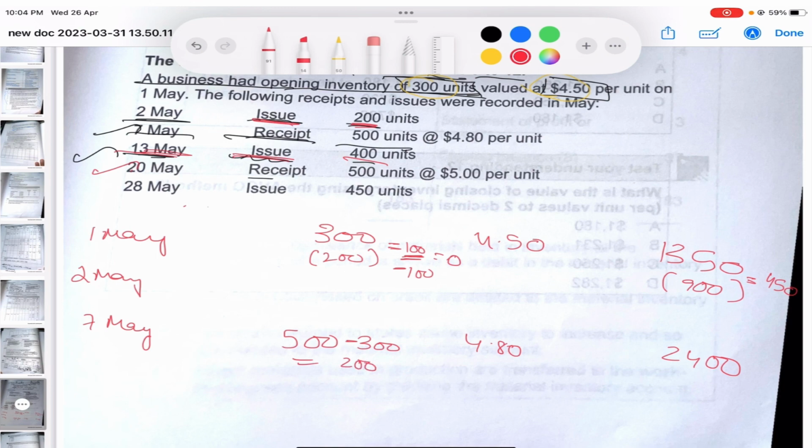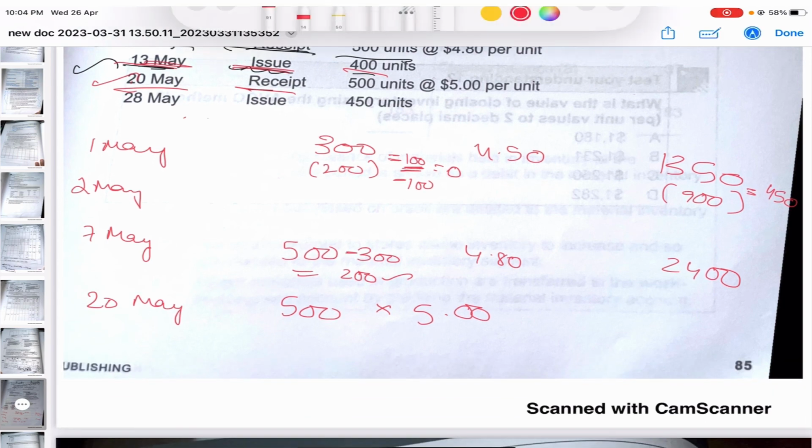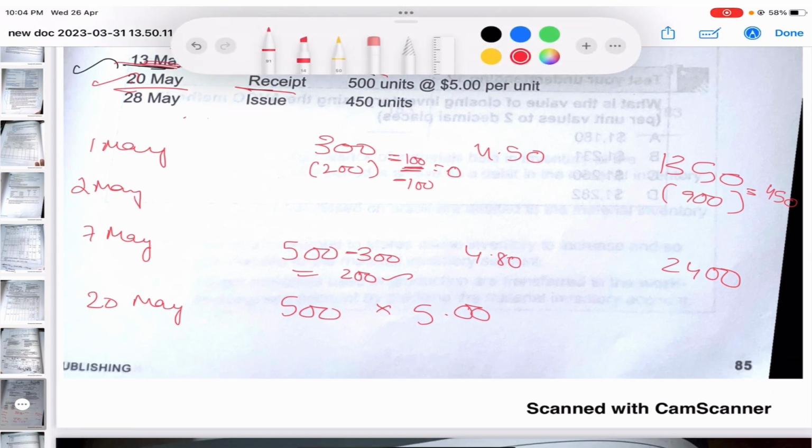So first in first out, whatever stock was first, I subtracted from there. The balance I'm subtracting from here. Now I'll be left with only 200. On 20 May, we received 500 more at 5.00. Then on 28th May, I issued 450 units.